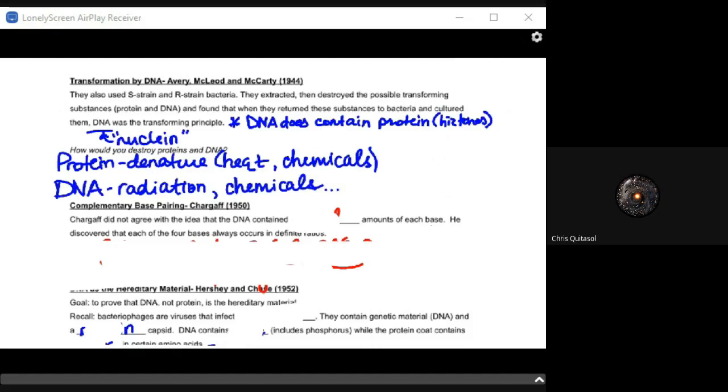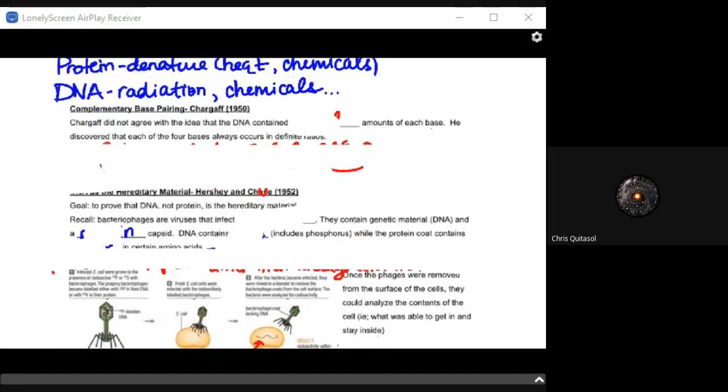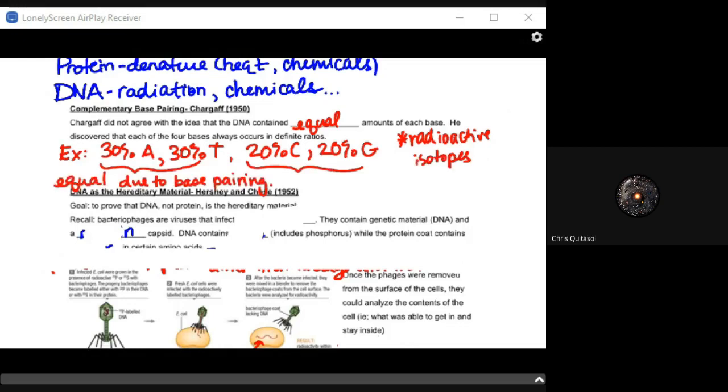So when we think about complementary base pairing that we already know, we have to think of Chargaff's experiments in the 1950s. He did not agree with the idea that DNA contained equal amounts of each base. So now we're looking at DNA no longer being called nuclein, and that DNA was considered to be equal amounts of everything. We understand that it has a chemical makeup, and Chargaff did not agree with the idea that DNA contained equal parts of everything. We discovered that each of the four bases occurs in definite ratios, and that understanding helps us determine that there are equal ratios as a result of base pairing.